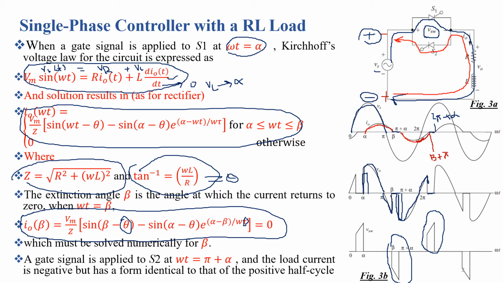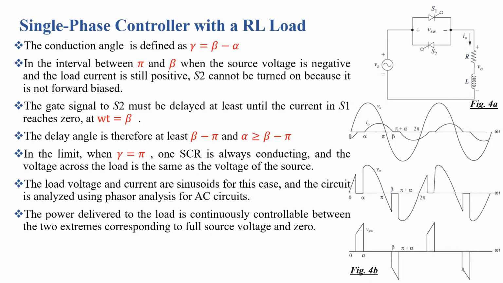So at omega t equal to 2 pi plus alpha, once again we trigger S1, and the same procedure happens to the rest of the circuit as we discussed earlier for this positive half cycle. So the process repeats itself alternately for positive and negative half cycles. Clear? So we can summarize the operational modes of the single phase bidirectional AC phase controller with RL load like this.